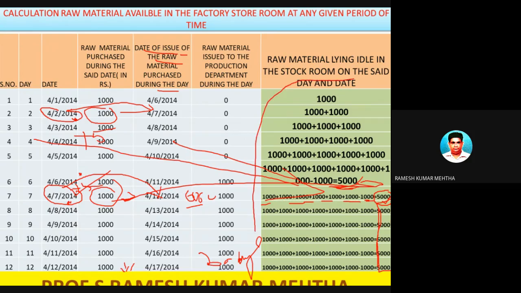Can you calculate like this? No, it's a Herculean task. It's a tedious task. It's a cumbersome task, and you are likely to commit some mistakes. So our intention is to get the answer of 5,000 rupees as far as this particular numerical problem is concerned. Now, how will we get it?